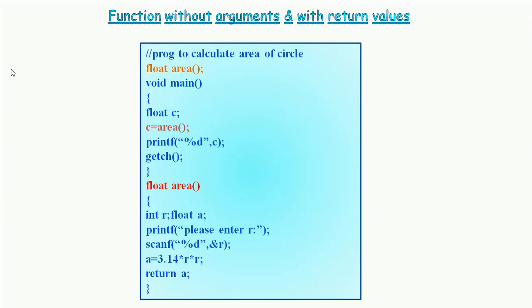When the area function is called, the control of program goes to the area function and the code of area function will execute. And after executing, the area function is returning the value of a to the main function. So the value of a in the main function is stored in another variable, that variable is c. So when area function returns value of a, main function stores that value in the c variable, and that value of c we are printing in the next line.